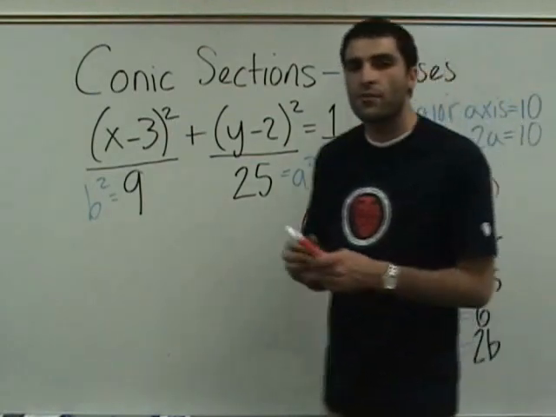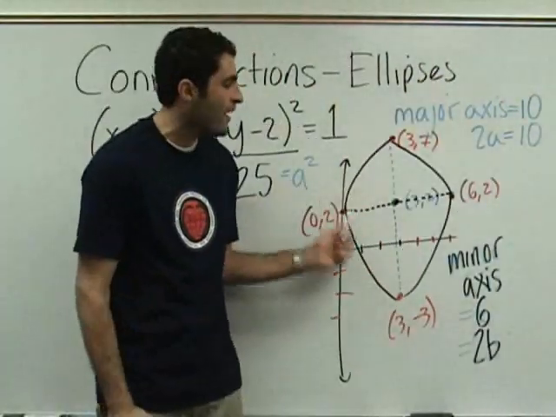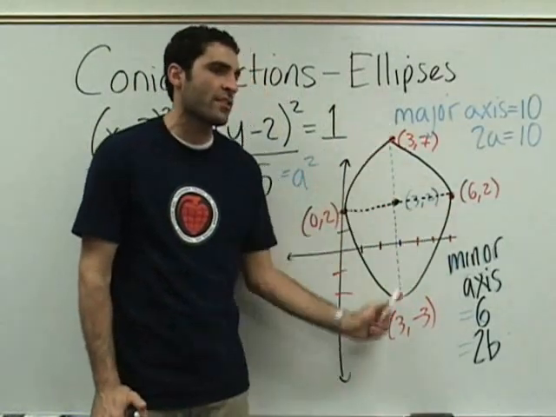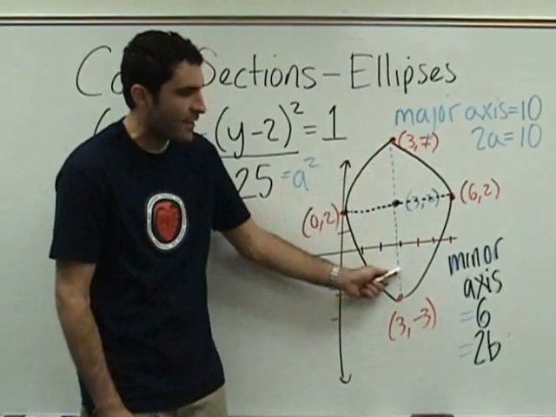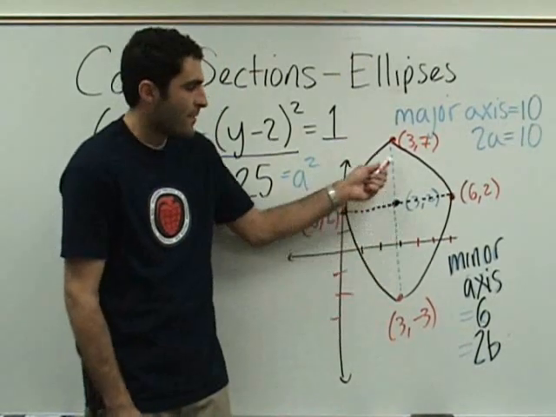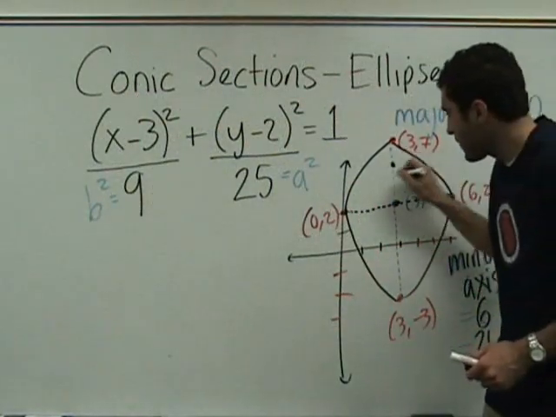One more thing to do. Foci. What are the foci? First of all, where will they be? Will they be on the minor axis or on the major? On the major. So it'll be somewhere here and here. Alright, if it's going to be somewhere here and here, we could even start off our points.